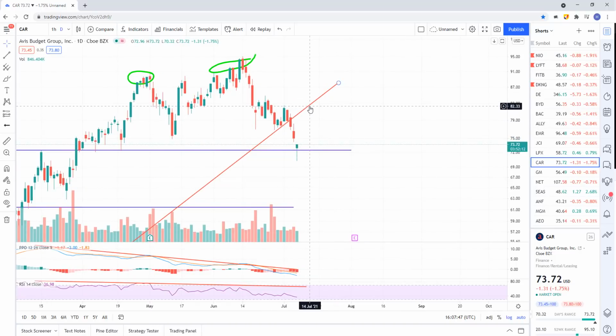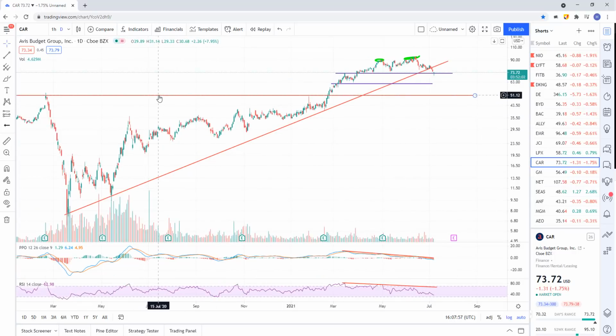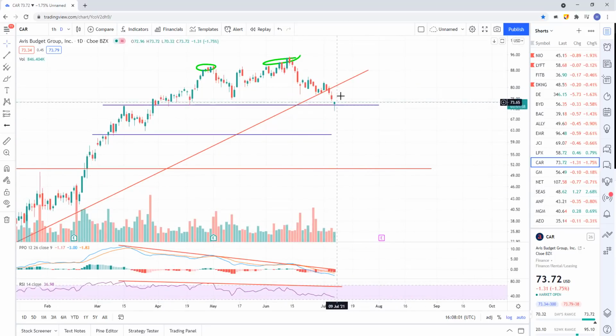Maybe we backtest the trend line, but ultimately I'm looking for lower prices over the next weeks to months. Next level of support, there is a little level here at 61.50. I think the major level and probably the final target would be about 51.12. So whether we bounce, I believe we're going to work our way down there.